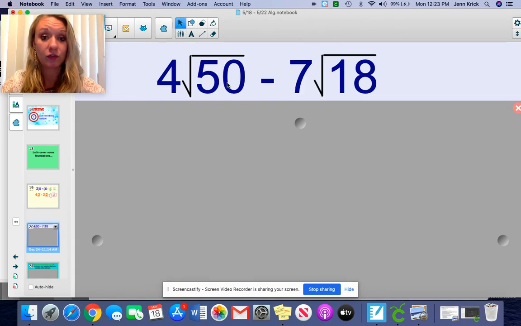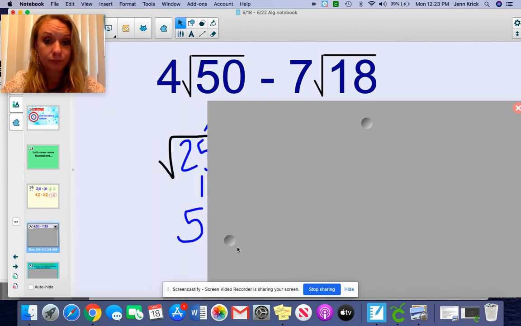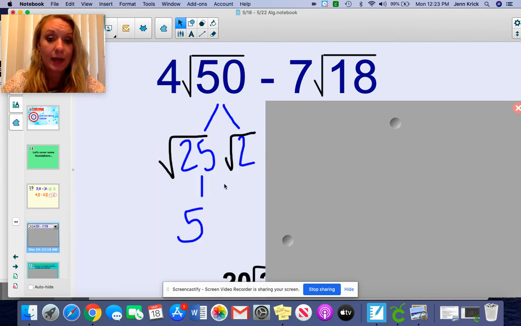So let's start off with 4 rad 50. We're going to simplify rad 50. If you ask yourself what are 2 factors that multiply to 50, one being a perfect square, go through 50 and 1, 25 and 2, 5 and 10. I know right away 25 and 2 is going to work. So here's what I've got. I know that 25 times 2 gives me 50, and I can simplify square root of 25 to 5.